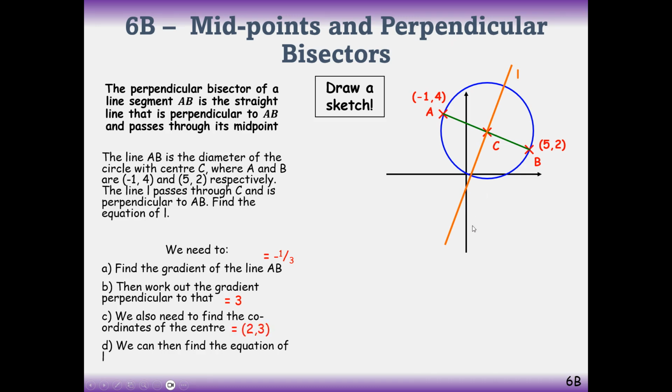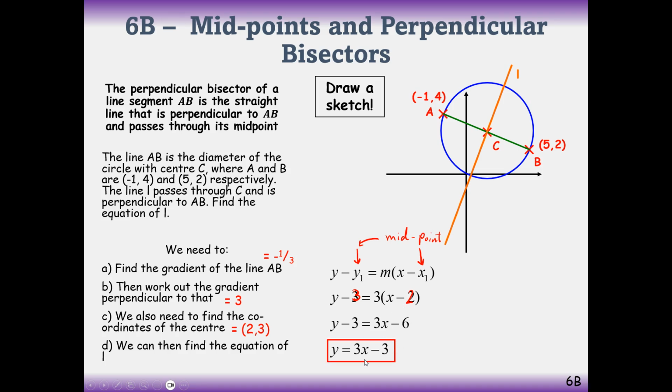2, 3 is the center, and finally we use this formula as we had before to figure out the gradient of the orange line here. Notice that these coordinates have to be the midpoint or the center of the circle. So don't take A or B here. These have to come from the center of the circle, which is 2 and 3. So 3 is the y value and 2 is the x value. The minus signs belong to the equation, so you have to simply copy them and work through it. So now you know the equation of L is 3x minus 3.